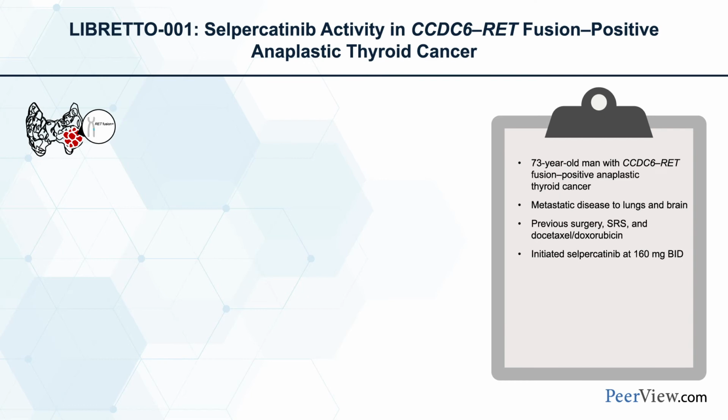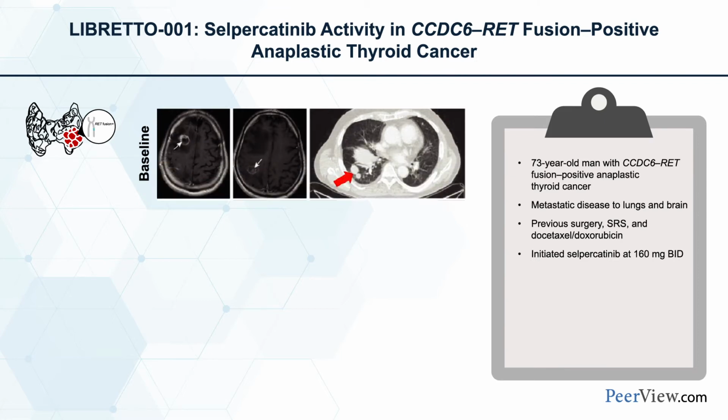Thyroid cancer can sometimes go to the brain, and in the case of anaplastic thyroid cancer, it can go quite easily, but it also can be seen with differentiated thyroid cancer. So we had a patient on the study who was 73 years old with a RET fusion anaplastic thyroid cancer who had disease that had metastasized to the lung and the brain. The patient had had a prior surgery, SRS, as well as a taxane chemotherapy, and they initiated selpercatinib at the starting dose of 160 milligrams twice daily.